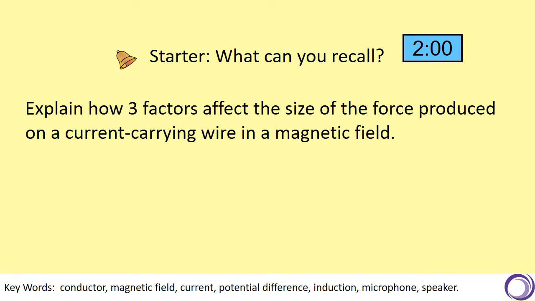The starter then. I'm going to give you 2 minutes. I want you to explain how 3 factors affect the size of the force produced on a current carrying wire in a magnetic field. So we're talking about the motor effect from the lesson before.